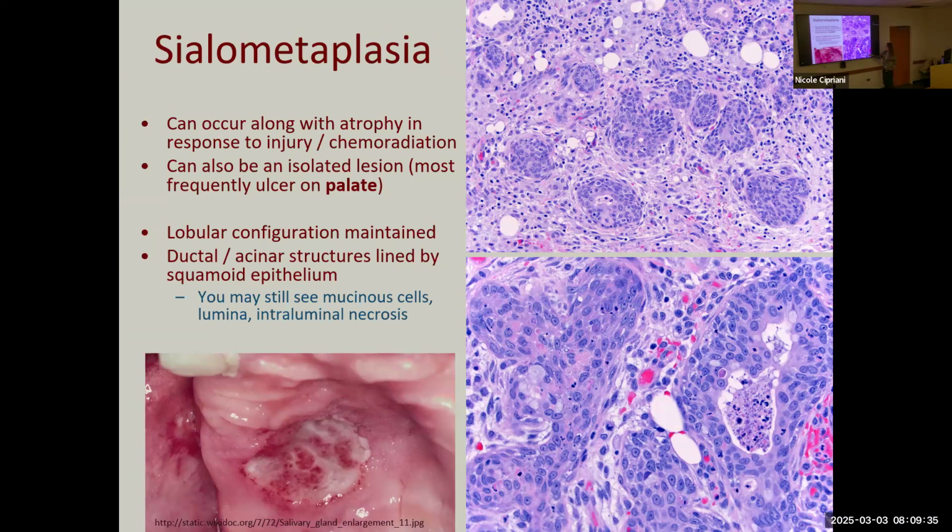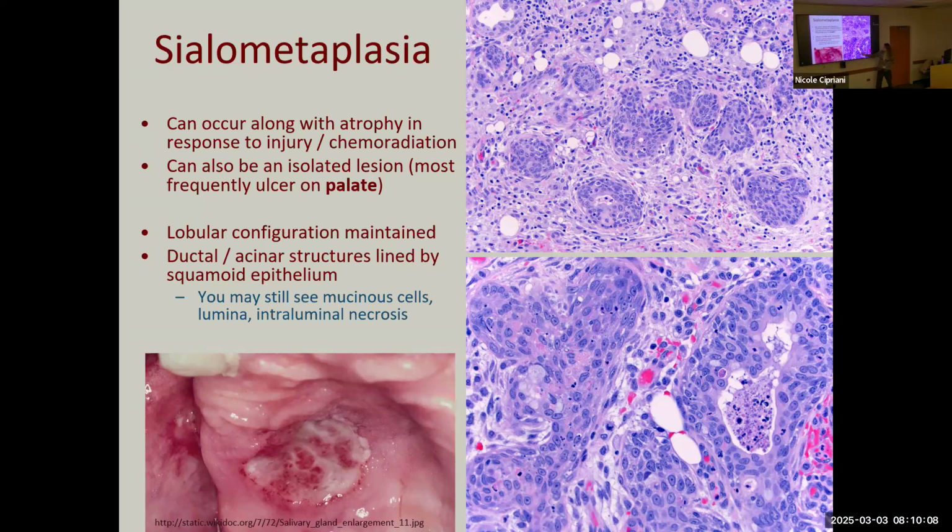Sialometaplasia being squamous metaplasia of salivary tissue. You can have squamous metaplasia in the acini, which are very small. You can have squamous metaplasia in the ducts, which are much larger. And often, again, this is in the context of some kind of prior radiation for head and neck cancer. There are severe forms of sialometaplasia that appear as ulcerated lesions on the palate, but more often what we are dealing with is just microscopic sialometaplasia in the oral cavity and other areas.